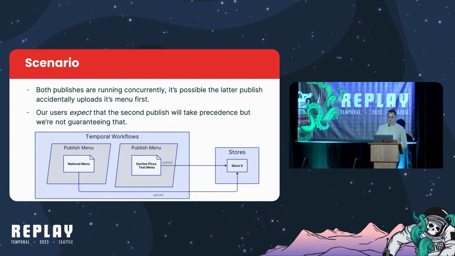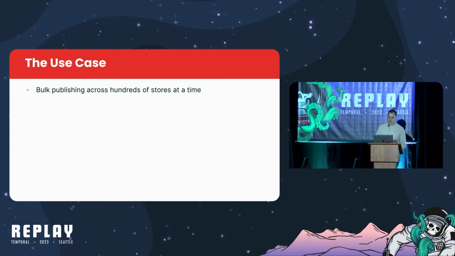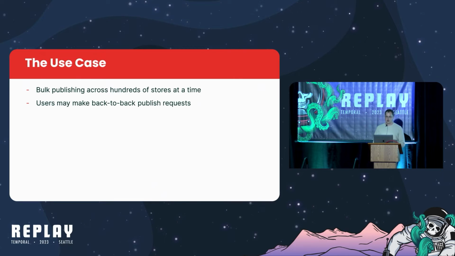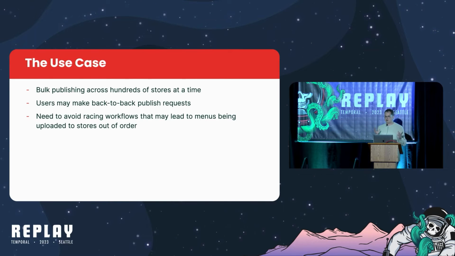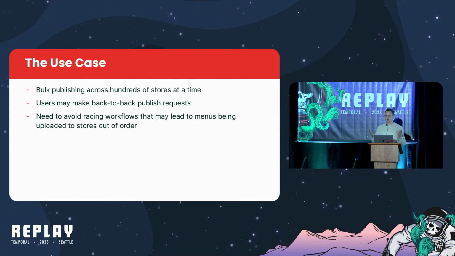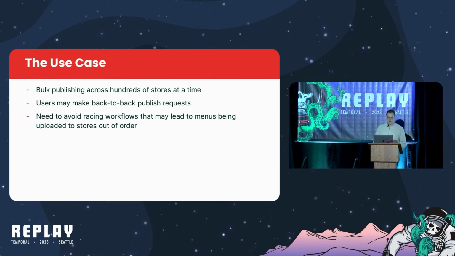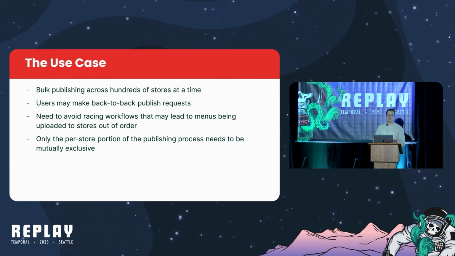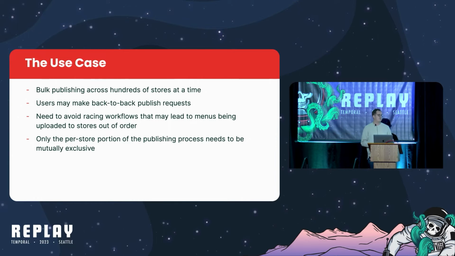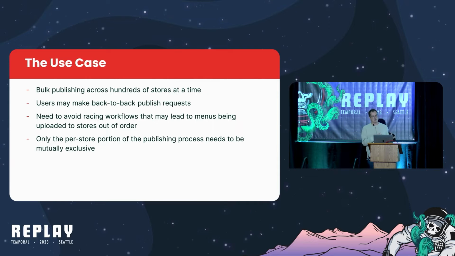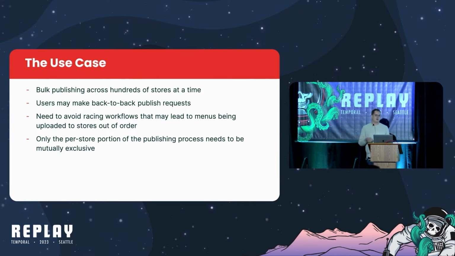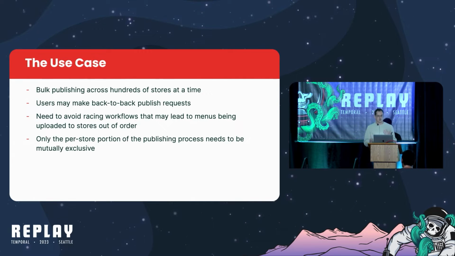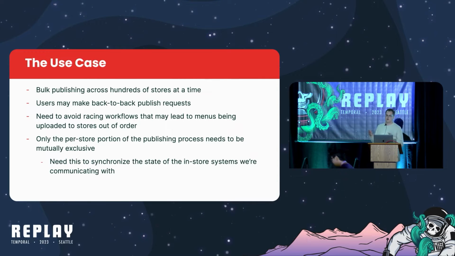So to sum up what led us to this use case, we're releasing to hundreds of stores at a time. The users may end up making back-to-back publishes to a store. We need to avoid having those back-to-back publishes race to upload their workflows. We need to make sure one completes before the other. And there's only a portion of our publishing process that needs this mutually exclusive behavior. When we're publishing to 10 stores, we can get that base menu ready to send to all 10 stores. It's only when we get ready to upload it to one store that we have to put that lock in place.